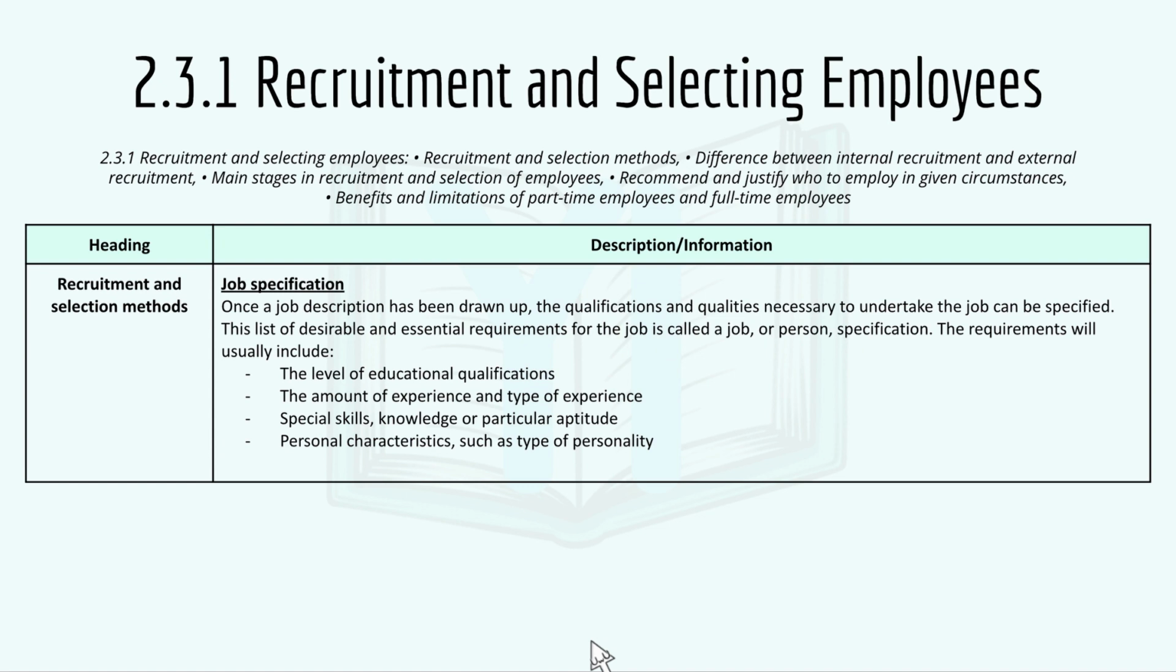Then we have job specification. Once the job description has been drawn up, the qualifications and qualities necessary to undertake the job can be specified. This list of desirable and essential requirements for the job is called a job or person specification. The requirements will usually include the level of educational qualifications, the number of years of experience and the type of experience, special skills, knowledge or particular aptitude, and personal characteristics such as a type of personality, assessed by doing a personality test.